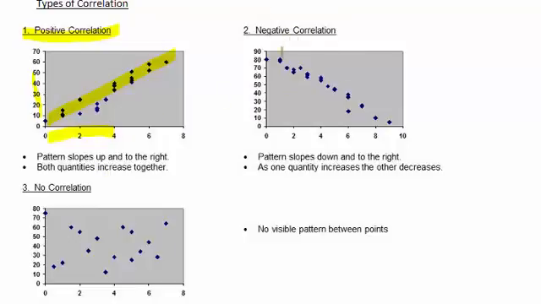Now a negative correlation is the opposite. It slopes down and to the right. So as one quantity increases, the other decreases. And finally, no correlation just means that there's no pattern at all between the points.